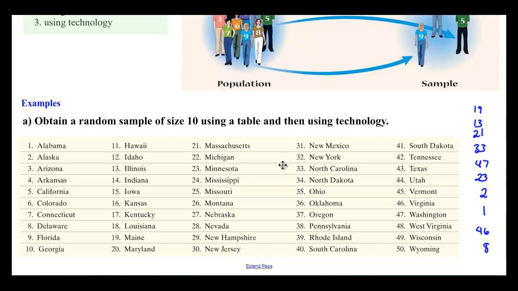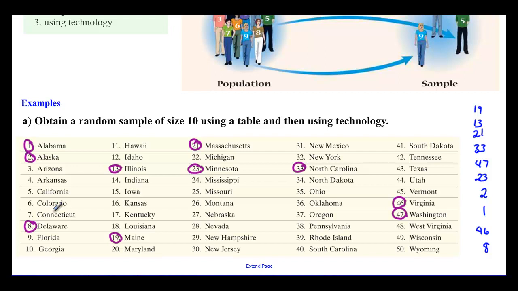All right, so number 19 was our first one. So we got Maine. 13, so Illinois. 21, Massachusetts. 33, North Carolina. 47, Washington. 23, Minnesota. 2, Alaska. 1, Alabama. 46, Virginia. And 8, Delaware.